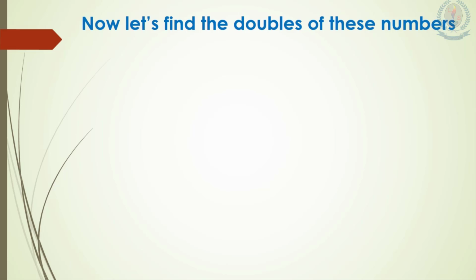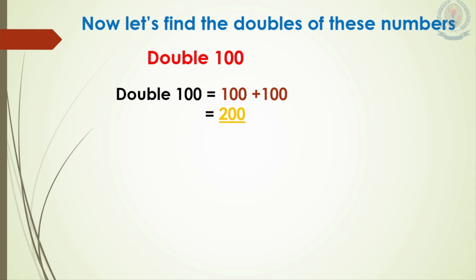Now let's find the doubles of these numbers. Double 100. To find the double of 100, we can add 100 twice. In previous grades, you have learned this. Double 100 is equal to 100 plus 100. Answer is 200. Double 100 is 200. Let's use a number bond to show this. 100 and 100. Double 100 is 200.